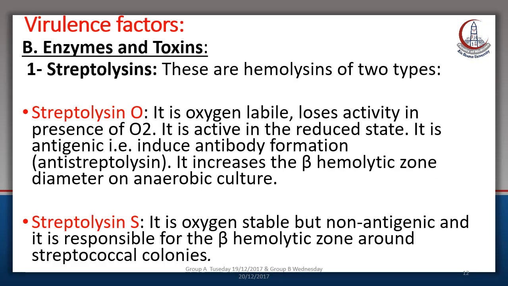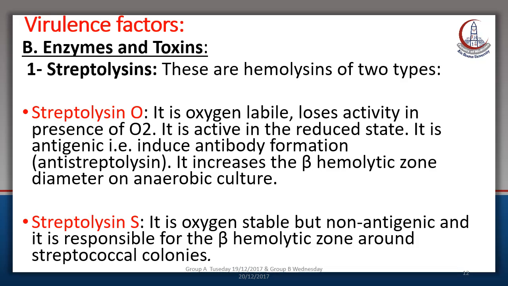Also among the virulence factors are some enzymes and toxins. The most important is streptolysin. These are hemolysins of two types. The hemolysin produced by beta hemolytic streptococci is hemolytically active only in the reduced state. The two types are streptolysin O and streptolysin S. Streptolysin O is oxygen labile and loses its activity in the presence of oxygen, so it is active in a reduced state.